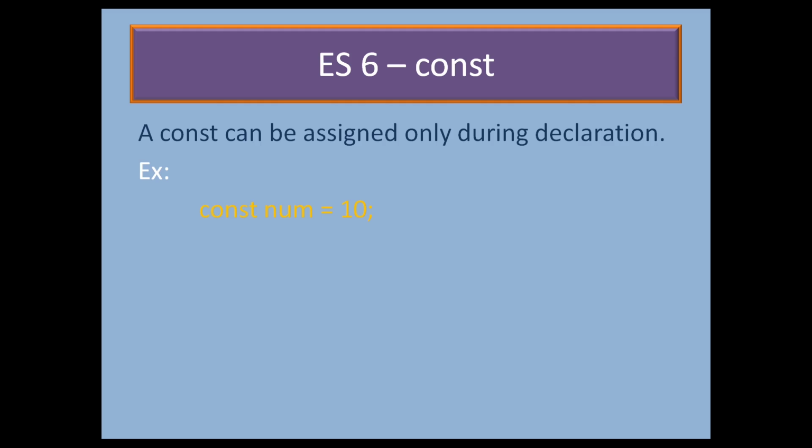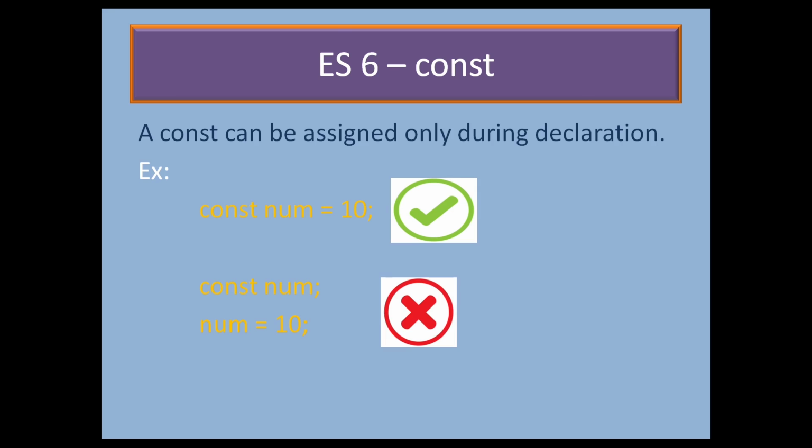So once you declare a constant like this, you cannot assign a value like this, as shown in the below example. In this example, we are trying to create a constant num and then trying to assign value in the next line. So that is not supported by ES6. So the first line is correct. That means while declaring a constant itself, we have to assign value. But you cannot declare a constant in one line and then assign value in another line. That's not supported by ES6.